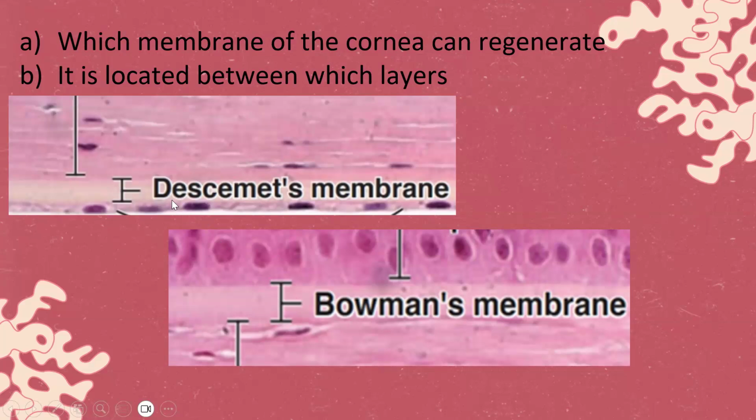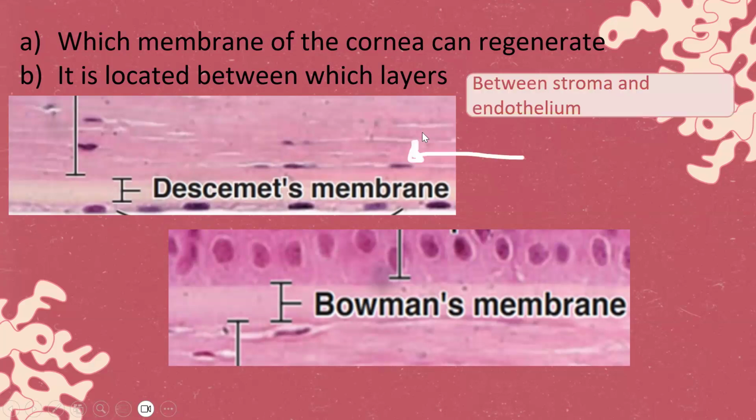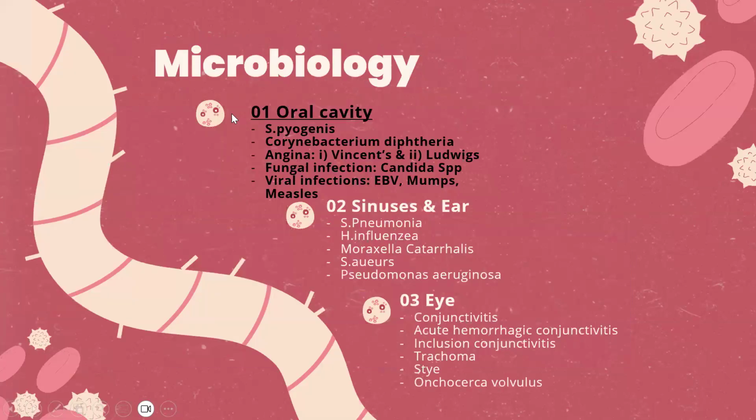The location of the Descemet's is between the corneal stroma and the corneal endothelial layer, and the location of the Bowman's is between the corneal epithelium and the stroma. Okay, so this is just the answer. This is pointing at the correct choice. Okay, alhamdulillah, we are done with histology.